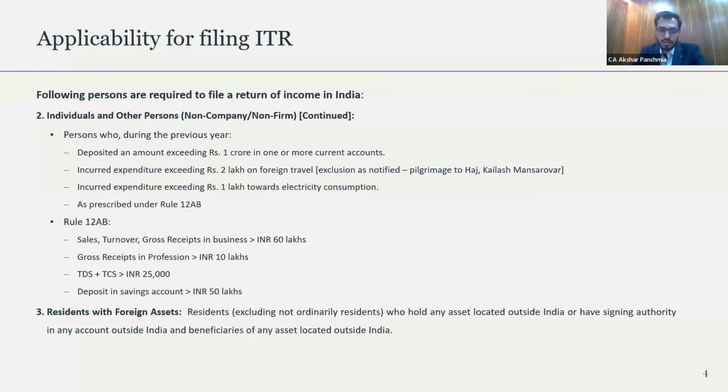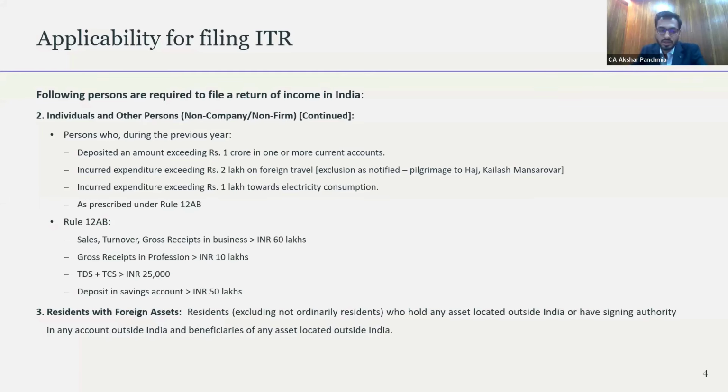Coming to the ITR forms, we have ITR 1, 2, 3, 4, 5, 6, and 7, where resident individuals will be filing ITR 1 if they have income from salary, only one house property, and income from other sources, where the total income is not more than 50 lakhs. Where the resident individual or an HUF has more than one house property, and specifically has capital gains income, then you have to come to ITR 2.